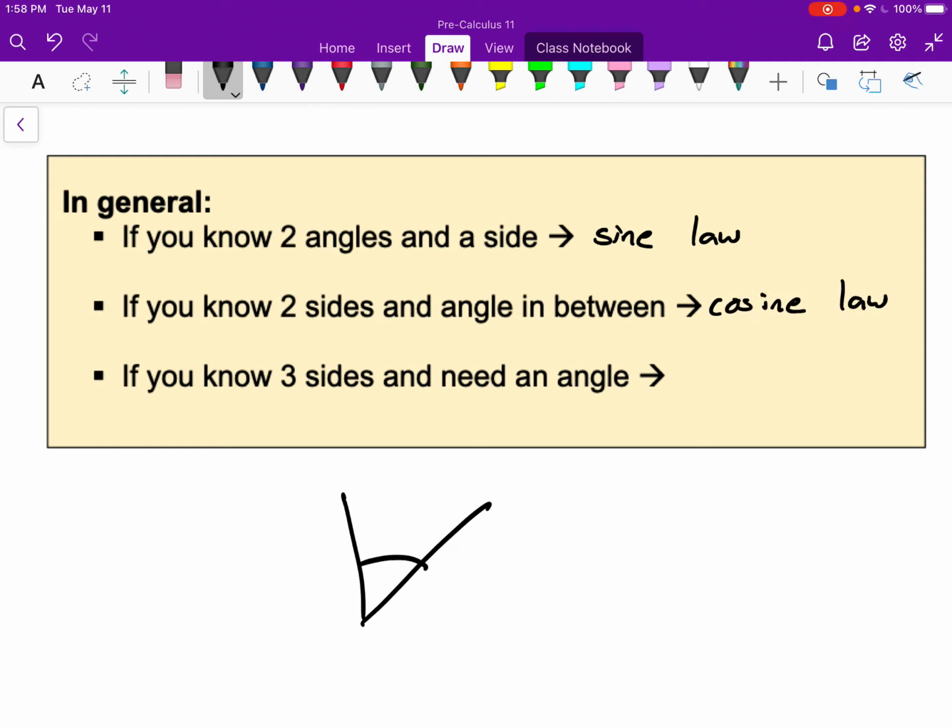And if you ever have a triangle where you know all three sides and you need to find an angle, the cosine law will always work. In general, if you're not sure, I would always try the sine law first. It is, as I said, a bit more pleasant, I think. And if you realize you don't have enough information, then you use the cosine law.